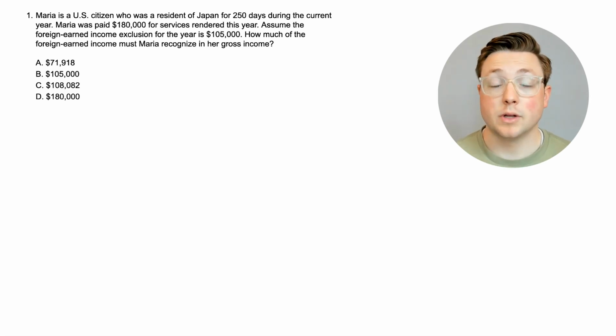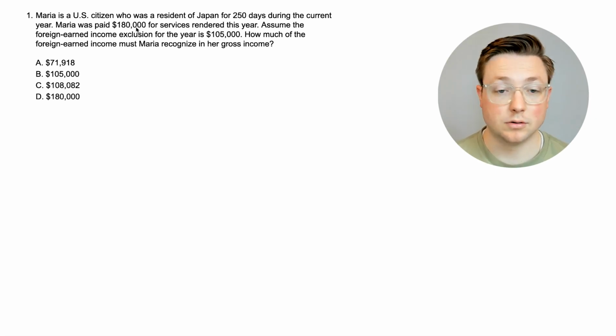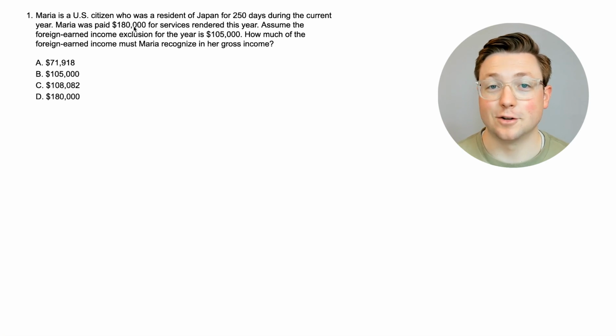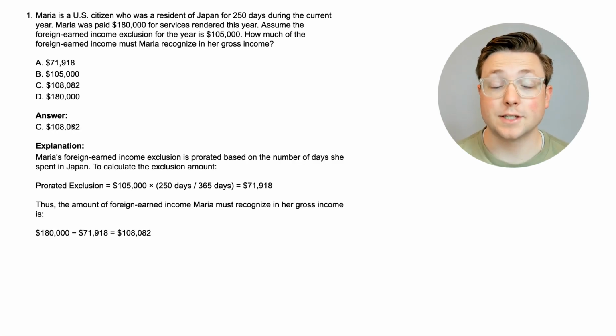All right, we don't really know much about this. With just a quick glance, you might assume that the foreign earned income exclusion is $105,000, so we subtract that from her $180,000. But you'd be wrong, so let's go ahead and look at the answer to learn how this works. Okay, the answer is $108,082. So let's learn how this works.